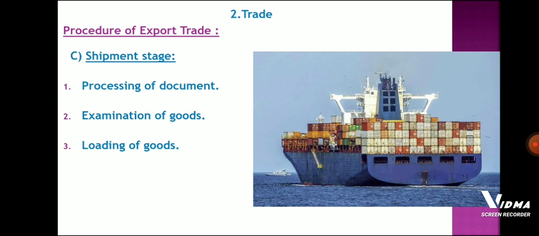Then the C&F agent approaches the shipping company and obtains the bill of lading, which is the confirmation that the goods have been accepted for shipping. If goods are sent by air, then an airway bill is issued instead of a bill of lading. Now this step is covered.